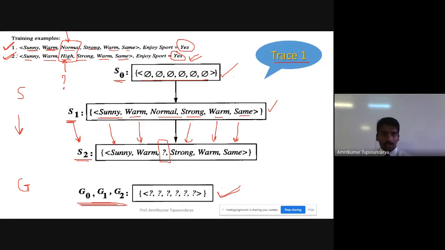Then the second training example is also a positive training example, but the only difference here is the third attribute value, which is changed to high instead of normal. Others remain the same. So other than sunny, warm, strong, warm, and same, we change this normal to a question mark. The reason is that even for the high value, the outcome is positive. The training example is positive, so that means any value is accepted. Either it will be normal or high. Any value for the third attribute is accepted. But our general hypothesis remains the same.